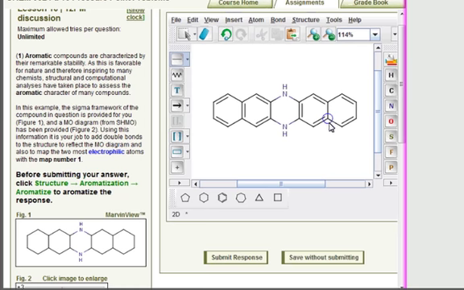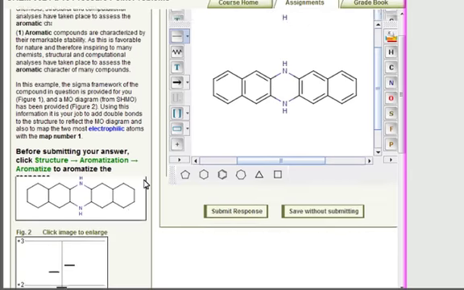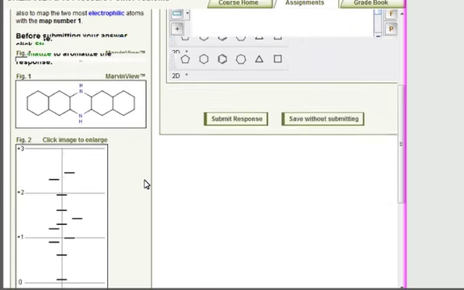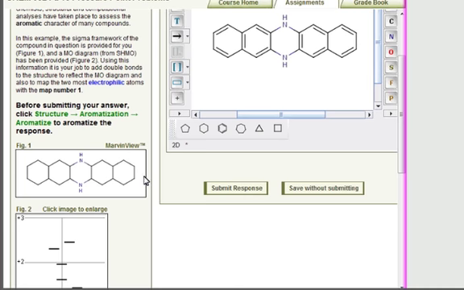So there's no reason to get down on yourself or freak out after missing a problem on the first attempt. So he starts out putting in some double bonds, notes the directions that ask to click structure, aromatize, and takes a minute to read the directions.